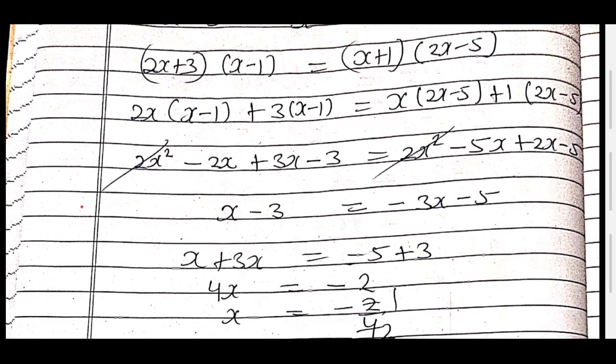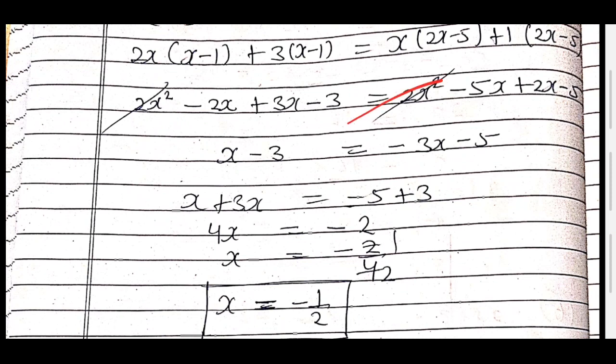Now just solve 2x into x, you get 2x square, 2x into minus 1 you get minus 2x, 3 into x you get 3x, and 3 into minus 1 you get minus 3 here. Same here, x into 2x you get 2x square, x into minus 5 you get minus 5x, and when you multiply this by 1 you get the same. Now these are the same, 2x square cut by that side. Now minus 3x minus 2x plus 3x you get here plus x and minus 3 as it is, minus 5x plus 2x you get here minus 3x, minus 5 as it is. Now just arrange, this number comes to this side and becomes plus, this number goes to this side and becomes plus.